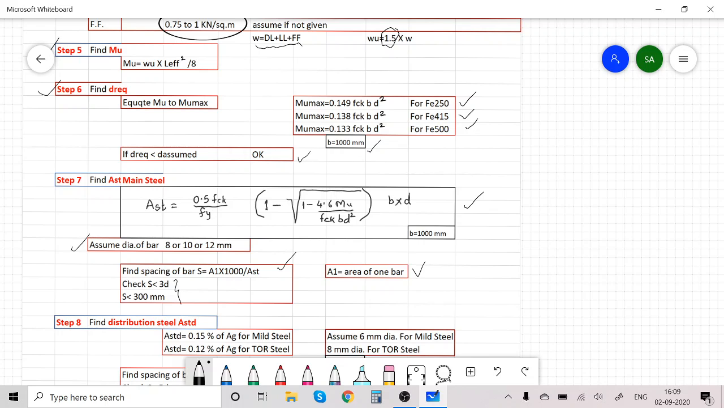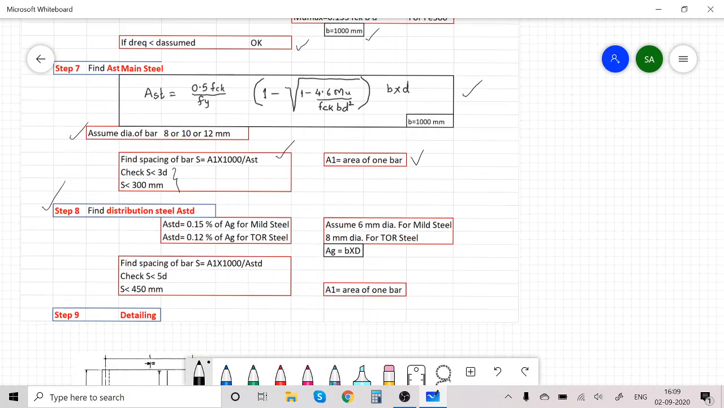After finding main steel, the next step, that is step number 8, is to find distribution steel. The amount of distribution steel depends upon whether you are using mild steel or torque steel. For mild steel, the area of distribution steel is 0.15% of A gross, whereas for torque steel, the area of distribution steel is 0.12% of A gross, where A gross is B, which is again 1000 mm, multiplied by capital D, that is overall depth, because we are considering the A gross area.